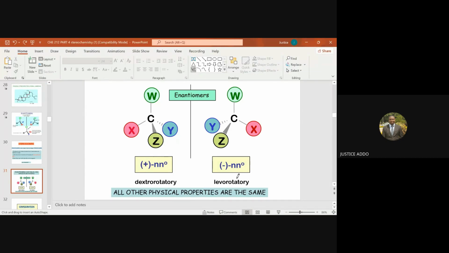But then take note that all other physical properties are the same. And here I've given you examples. Density, if you compare the density of two enantiomers, they are the same. Boiling point, if you compare, they are the same. Identical. If you compare melting point, solubility, and other physical properties, you see they are similar or identical.